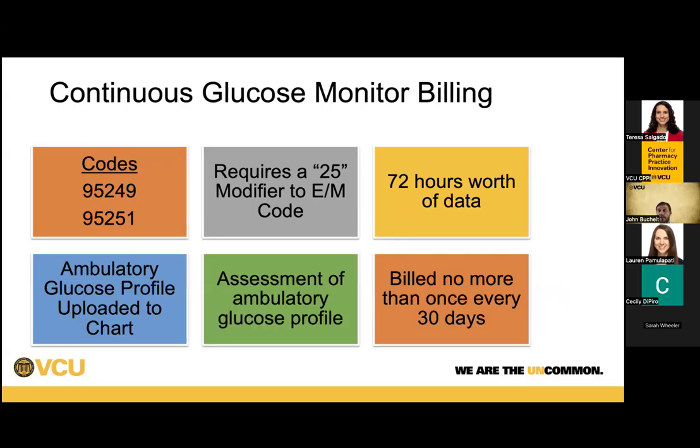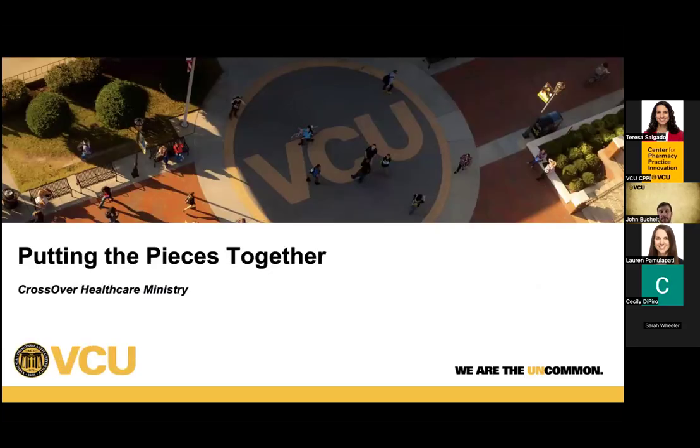When it comes to adding CGM codes on top of that, you can bill for a 95249 or 95251. This requires a modifier to be put in the electronic health record under the evaluation and management code. We've already talked about how you need 72 hours' worth of data, and you need to provide the ambulatory glucose profile, and the data from that profile and interpretation of that data, in the chart. And then you can only bill this no more than once every 30 days.